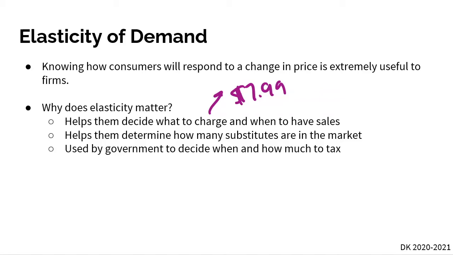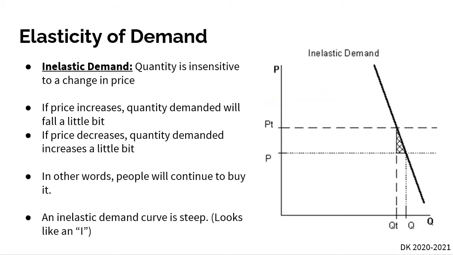Two, it helps them determine how many substitutes are in the market. If there's a lot of substitutes, you can't charge too much. However, if there's no substitutes, you can charge a lot of money for a good. And lastly, it's used by the government to help them determine how much to tax a particular product or just how much to tax in general. And so when we're talking about elasticity, and this is both for demand and supply, there are two different types. There's the inelastic demand, and then there's also elastic demand.